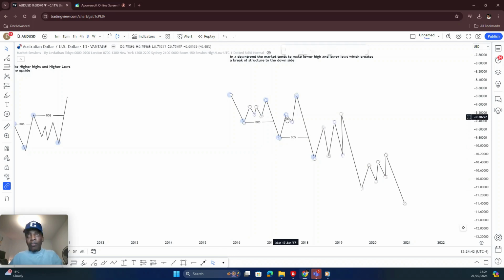This is our valid lower high. Right, on to the next. So, lower low.